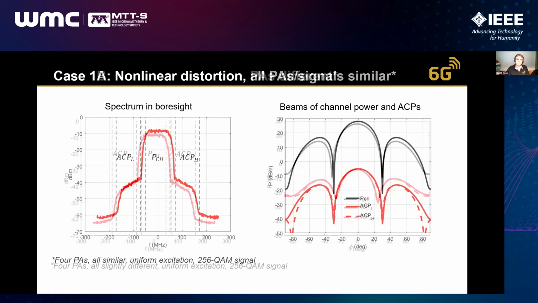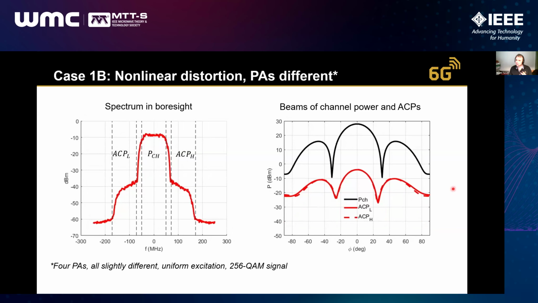But next, what I did is vary the compression points of the amplifiers a little bit, just to make some differences there, and then ran the antenna array again at a certain power to see what happens. In the boresight, I have basically the same looking spectrum, so a similar ACLR when I measure from the boresight. But when I look at the beam shape, I plot the beam of the channel power and the beam of the adjacent channel power, I start to see differences. For example, I see a higher side lobe level in the adjacent channel power beam compared to the channel power beam. So indeed, there is something happening.